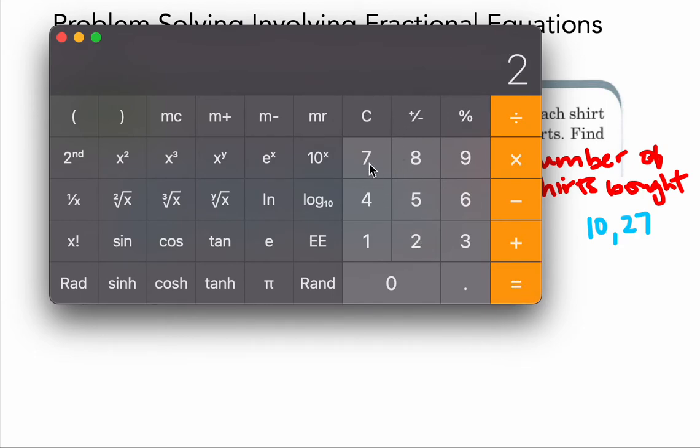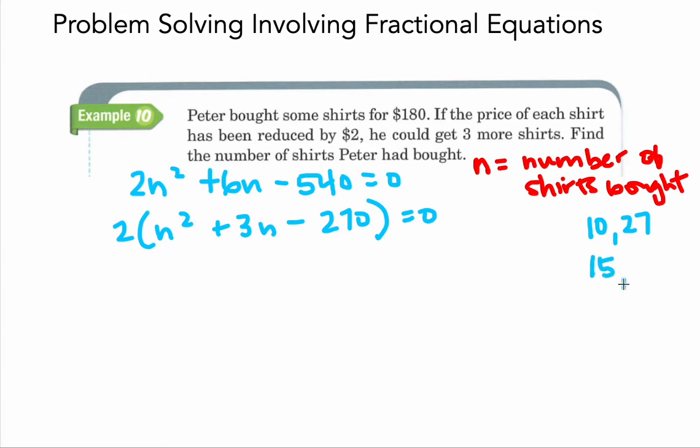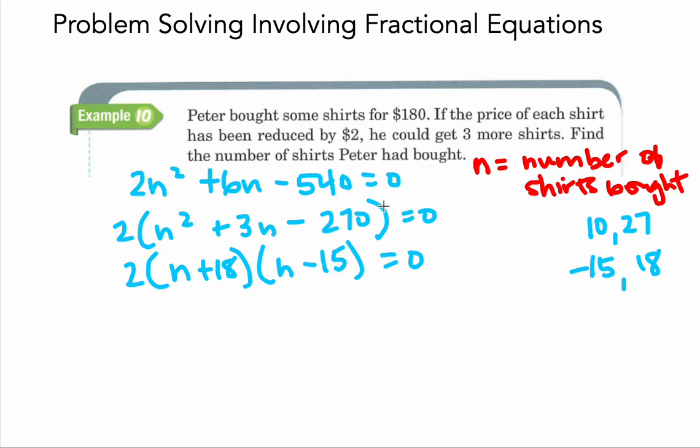So let's just go down the line. 12. No, that's not divisible. 270 divided by 14. No. 270 divided by 15. Oh, 15 and 18. Okay. 15 and 18. Okay, 18 minus 15 does get me to 3. So let's have 18 be positive and 15 be negative. Okay. So if I were to rewrite this, this would be 2 times n plus 18 times n minus 15. And then, yep, that works out.